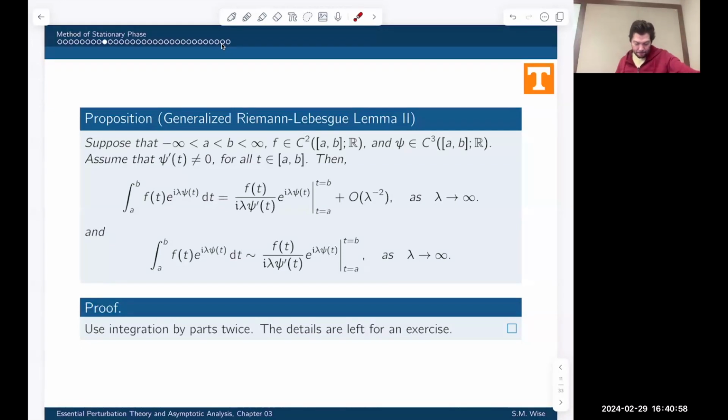Now I claim that if f is a C2 function, meaning it has two derivatives, so the function and both of its two derivatives are continuous on the closed interval from a to b into the real numbers R.